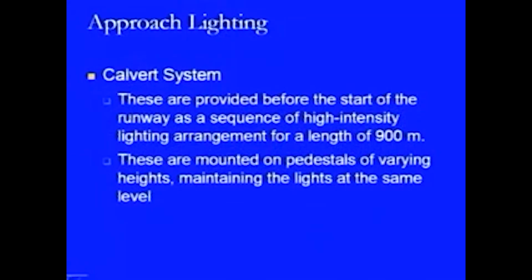Just before the end of the runway strip, for a length of 900 meters, there will be a large number of high intensity lights provided. These are mounted on pedestals of varying heights, maintaining the lights at the same level. So, if you are at the farthest point, it will be the highest level, and as you come towards the runway strip, it keeps going downward. But whatever lights are provided at one particular location have the same level.